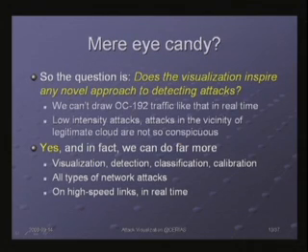Especially if you have a thick pipe like OC192, for every arriving packet, if you want to draw a dot, that's out of the question. Okay? That's one problem with that visualization when we want to use that for the real attack detection software.